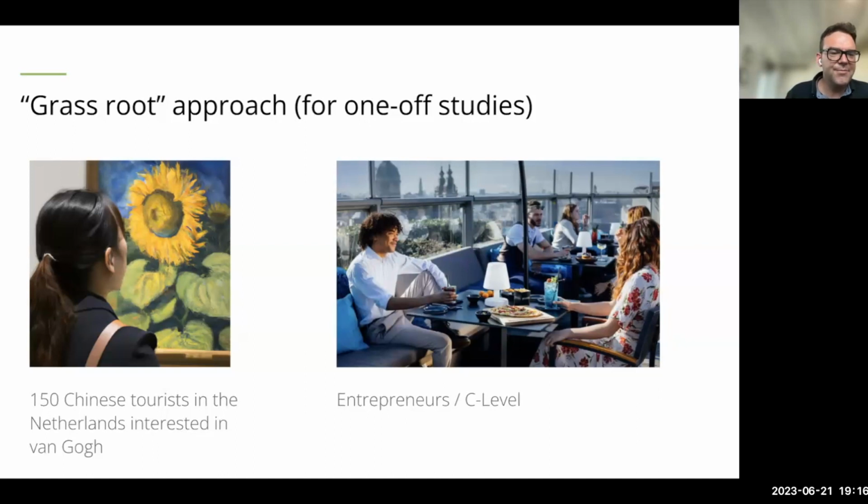And two typical examples. The first one is again from the Netherlands, and it's again about Chinese people, and they love Van Gogh. And so a Van Gogh museum in Amsterdam wanted to test a 3D version of the art. And so they wanted to user test this, and they needed quite fast 150 Chinese tourists. And you don't have that in your regular panel, or they didn't have that. So they had to go beyond their own panel and the standard recruitment.